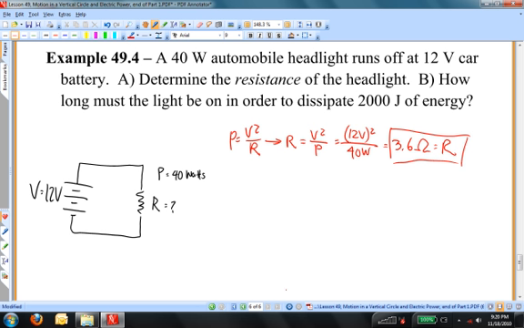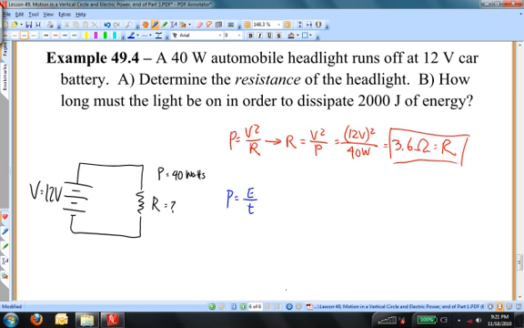Part B, how long must the light be on in order to dissipate 2,000 joules of energy? Well, we know what the energy is, 2,000. We're trying to figure out what the time is. We know what the power is also. It is 40 watts. So let's take the energy formula and work it to get the time out of it, and we'll figure out what that time is in seconds. And if we need to convert it to a more appropriate unit, we can do it after we figure out how many seconds it takes.